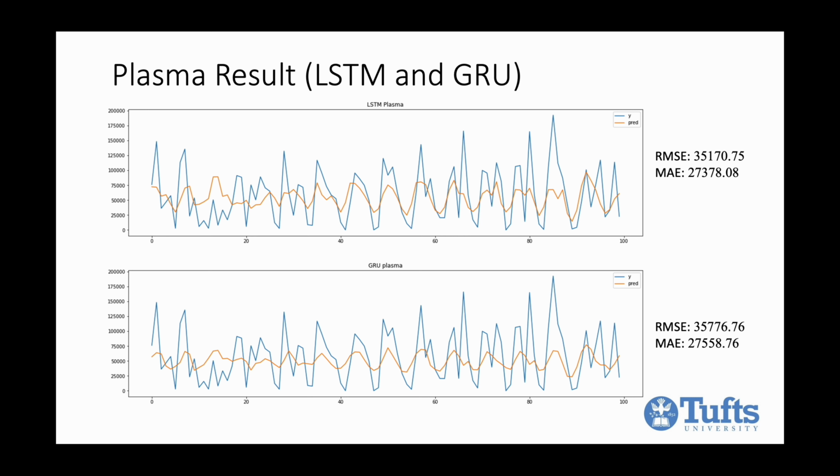So for the comparison result, to make the plot more clear, I only use the last 100 data points here. The yellow line is the predicted values, and the blue line is the true values. I use two different error metrics to evaluate the performance of the models, which are RMSE and MAE. Because each metric has its own advantages, I use them both for evaluation. Okay, let's see the plasma result first.